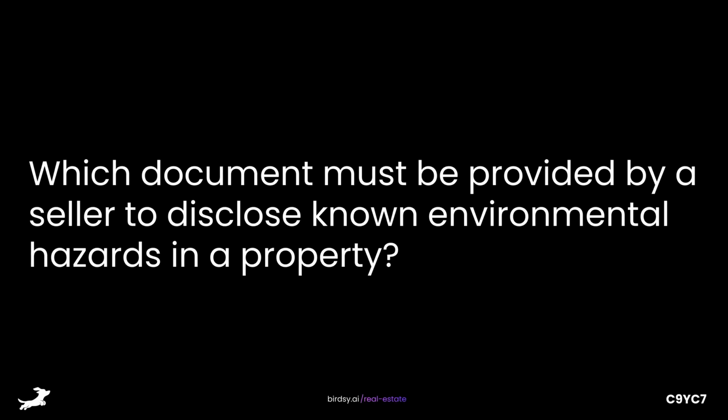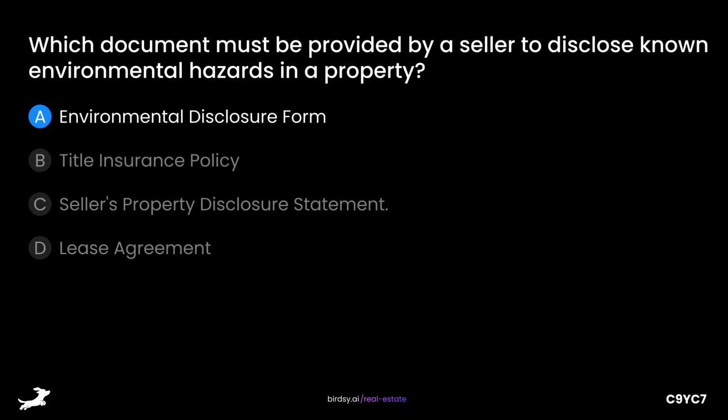Which document must be provided by a seller to disclose known environmental hazards in a property? Is it A, environmental disclosure form? B, title insurance policy? C, seller's property disclosure statement? Or D, lease agreement? The answer is C, seller's property disclosure statement.